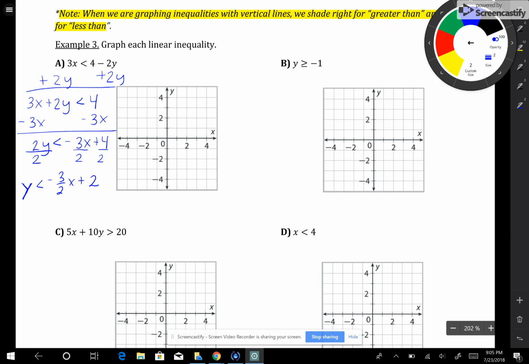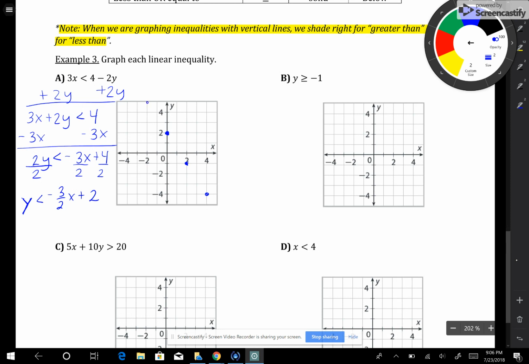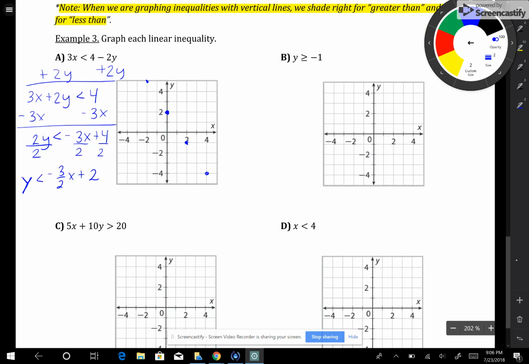So we are going to plot our points and draw our line to begin with. We have a y-intercept of positive 2, slope of negative 3 halves. So we're going to go down 3, right 2. Down 3, right 2. Our symbol is less than. That means we will draw a dashed line because we cannot be equal to that line through our points, and because it's less than, we shade below, so that means down, and that is correctly graphed.